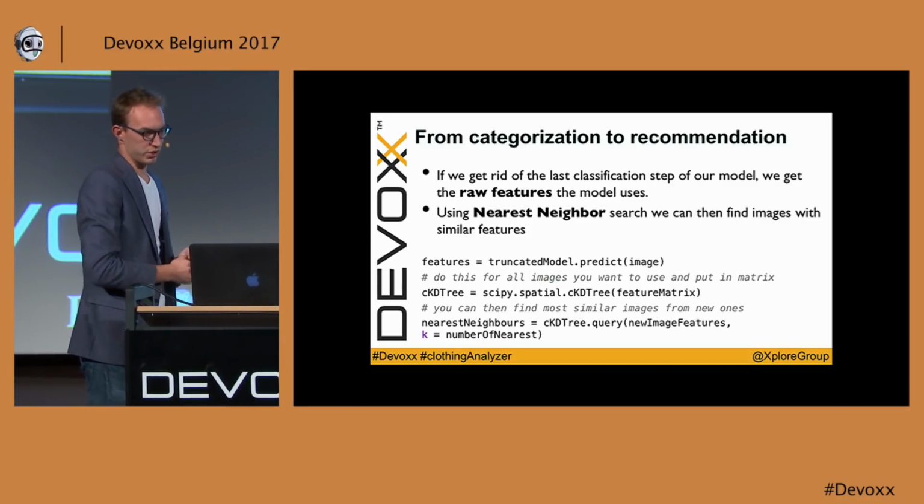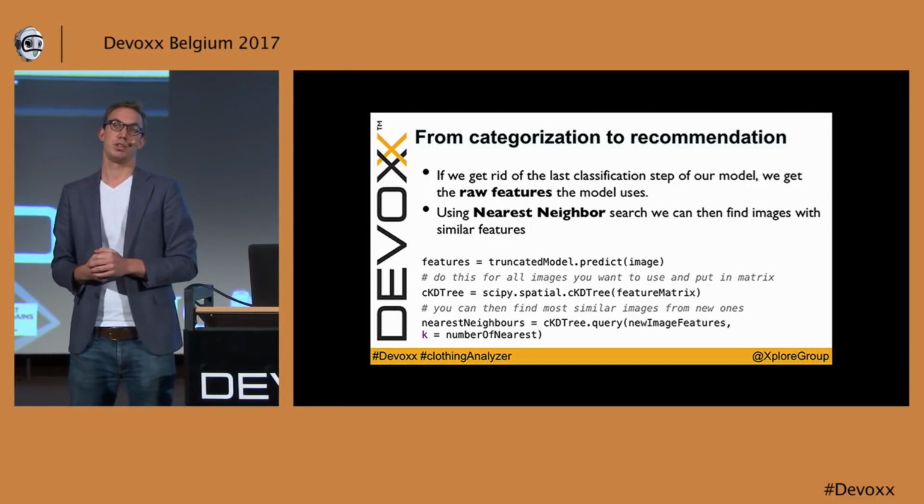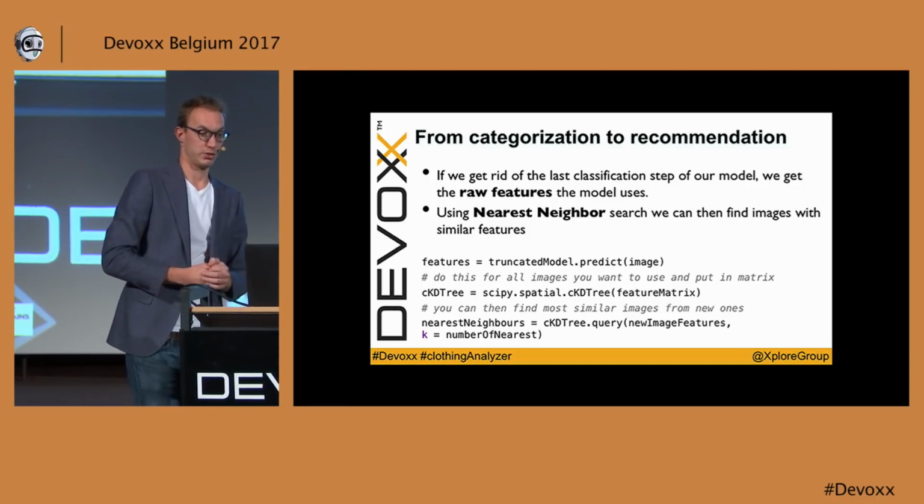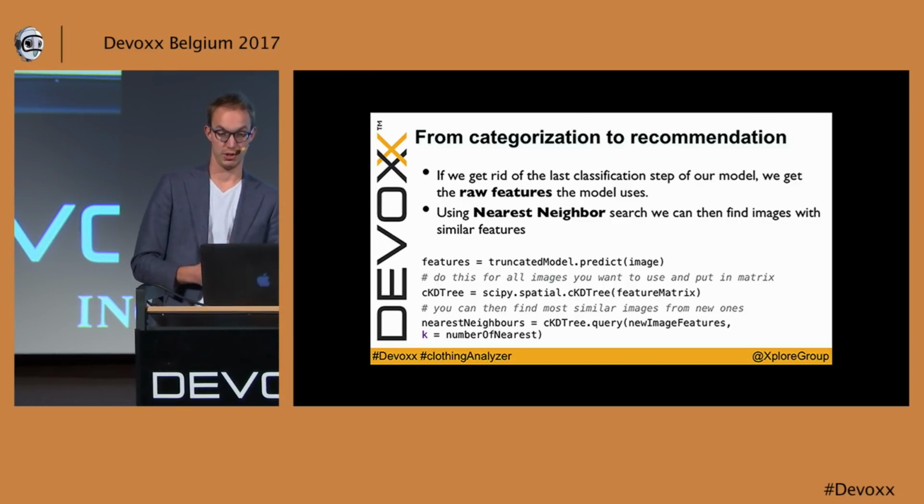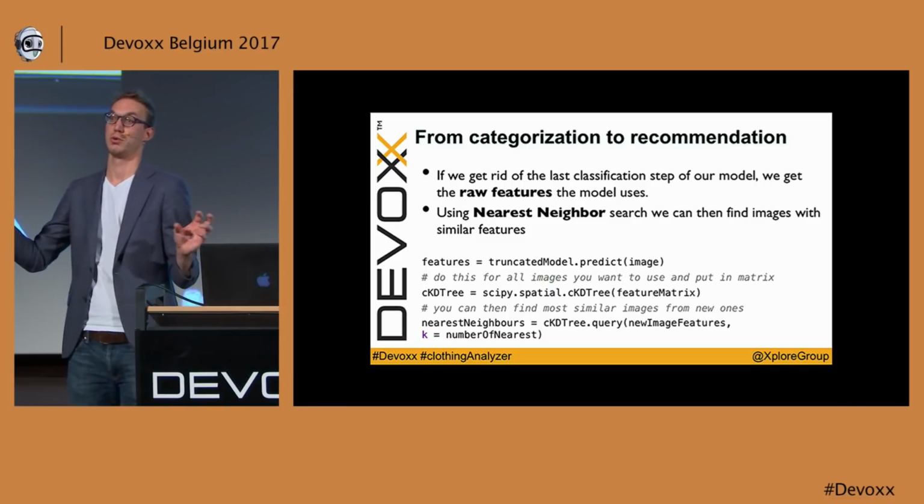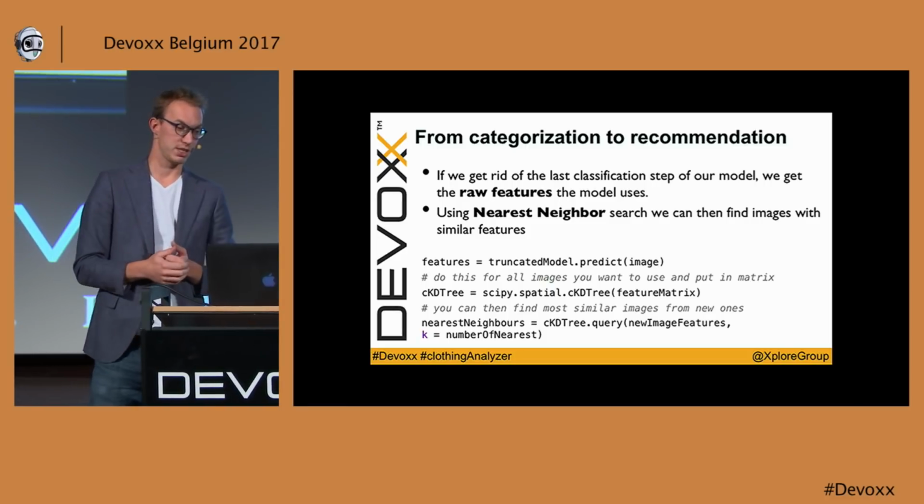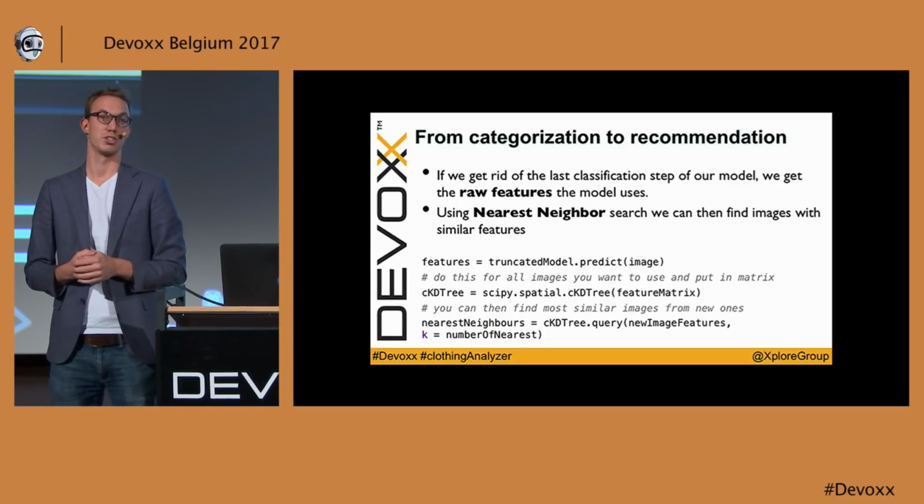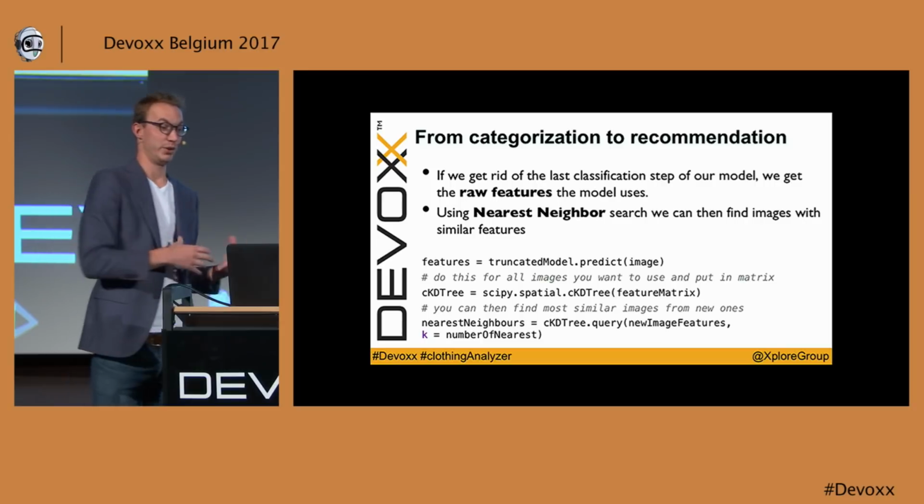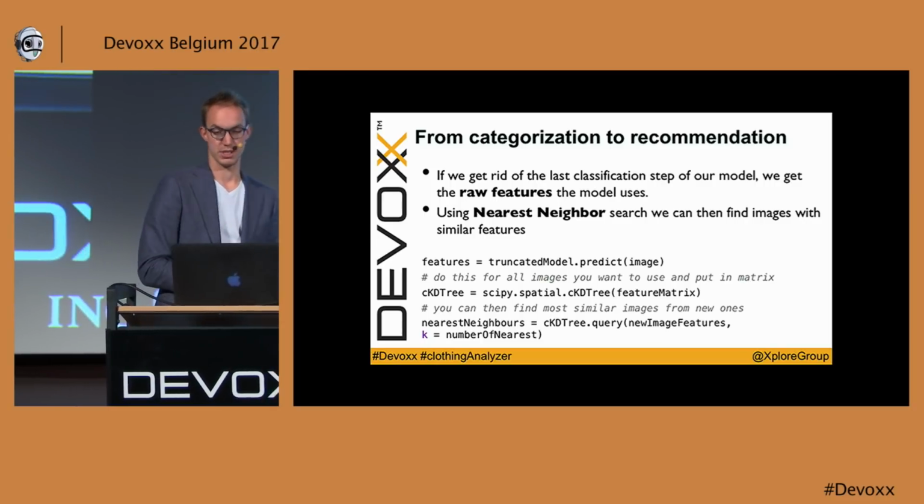And then we can use something called the SciPy library in Python to just build a tree and use that tree to find the nearest neighbors. So it's as simple as querying that tree with the new image features for a new image that we take into our systems and say, okay, I want k nearest neighbors. So for example, 10 recommendations, and then you get 10 new images in your system.